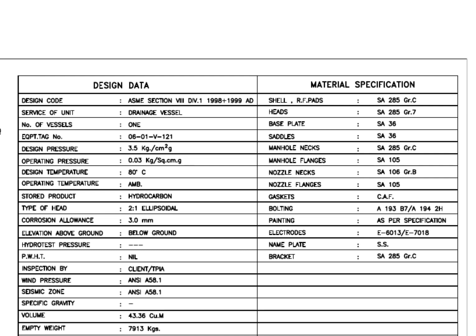Read the design data. This is a drainage vessel. The design pressure is 3.5 kg per centimeter square. Type of the head is 2:1 elliptical. My previous videos will give you more details about elliptical dish heads. The corrosion allowance is 3 mm. This is a below ground tank.